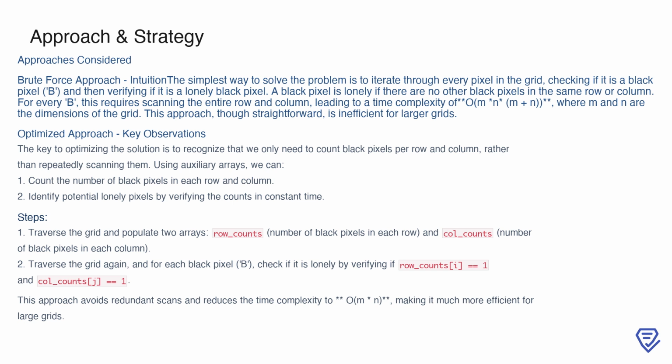First, we populate the row_counts array with the number of black pixels in each row and the col_counts array with the number of black pixels in each column. Then, during the second traversal, we check for each black pixel whether its row and column counts are equal to 1, which would indicate that it's a lonely pixel. This drastically reduces the time complexity to O(m*n), making it much more efficient for larger grids.